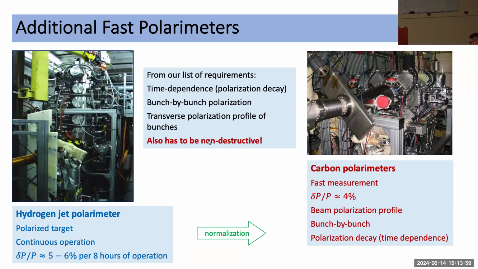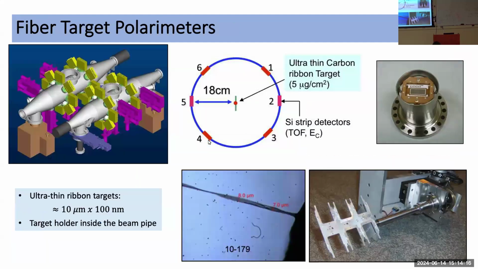So the way to do that is to have so-called carbon polarimeters. They allow a really fast measurement. You drive through in maybe 20 seconds, something that I will show you in a second, and then you get a quick polarization measurement out. So this is how it is done.